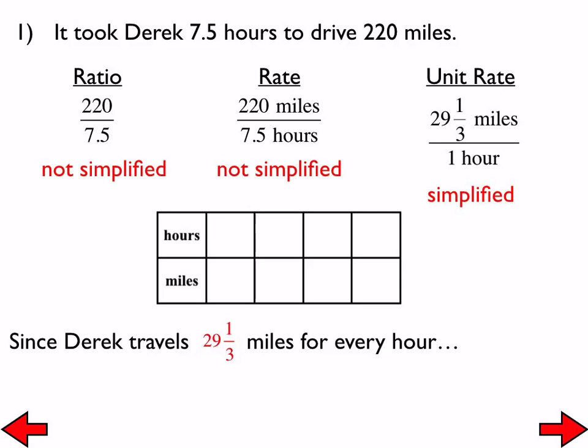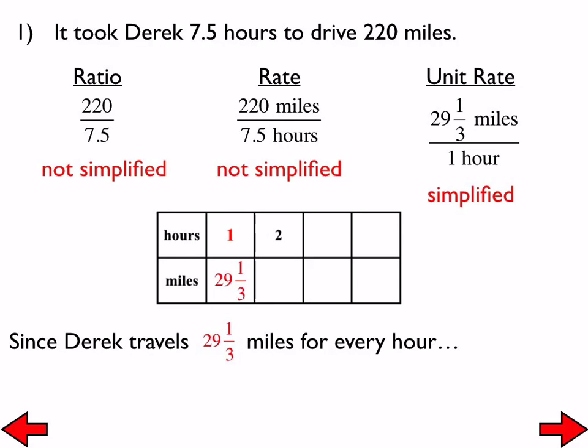So here we have this table. And so we can go ahead and fill in the first part there. We know for 1 hour he can travel 29 1/3 miles. Now we're going to fill in some other parts of that table. So what we know now is this. Since we know the unit rate, we should be able to figure out how far he travels in 2 hours. How would we figure that out?